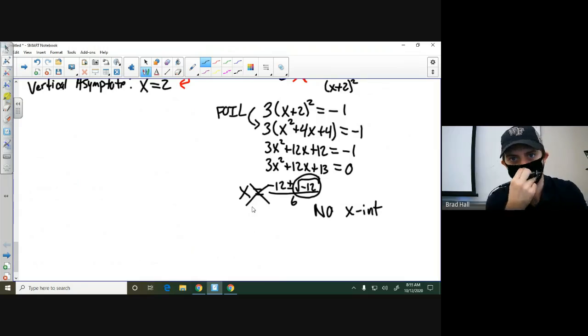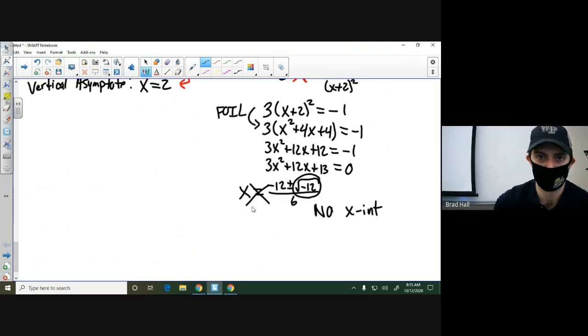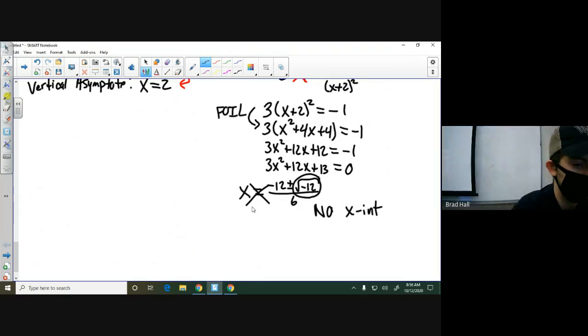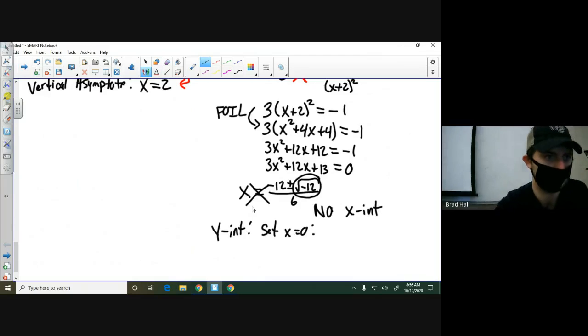So if you tried to factor this, you would never find a factorization. And when you use the quadratic formula, you would run into this issue. And so the y-intercept, we set x equal to 0. So this one should be much easier to find.